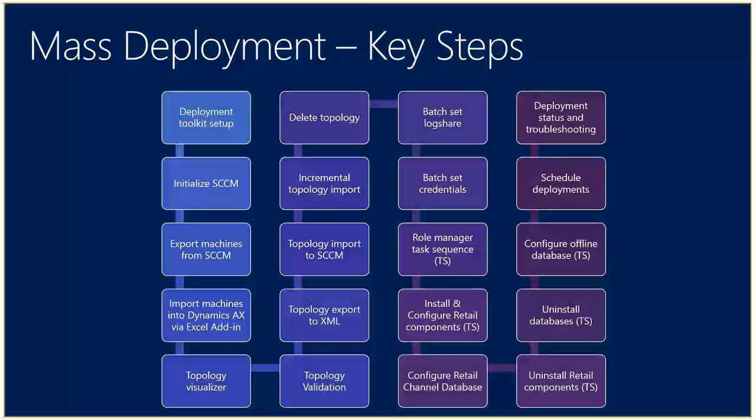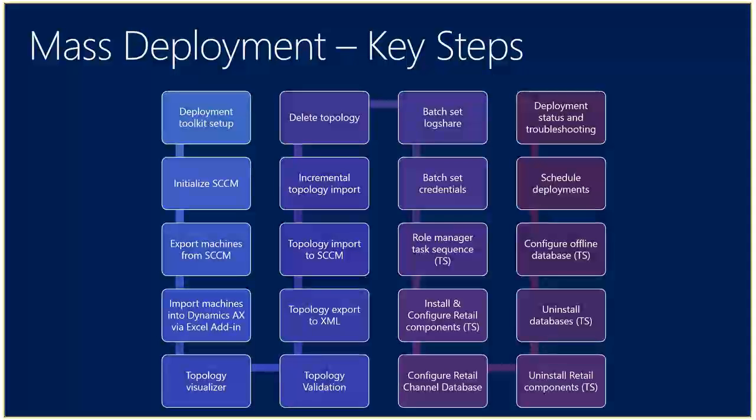So once a customer is done defining a topology in Microsoft Dynamics AX, their next step would be to then export that topology using the mass deployment toolkit. So they'd run the mass deployment toolkit, and they would get the option to specify additional parameters for more granular export of the topology. So they may not want to export the entire topology, they may want to export only certain subsections of the topology. So the toolkit lets them do that as well.